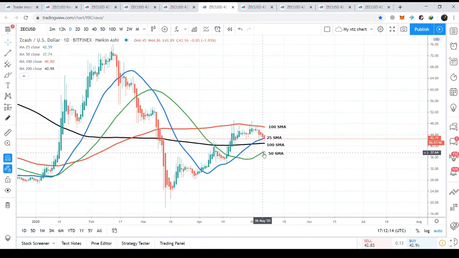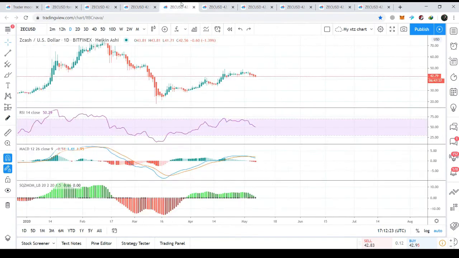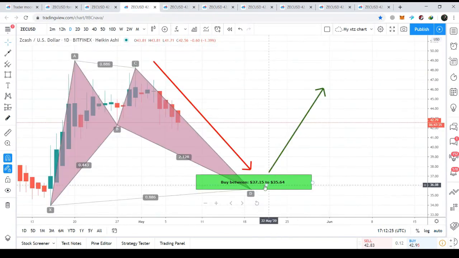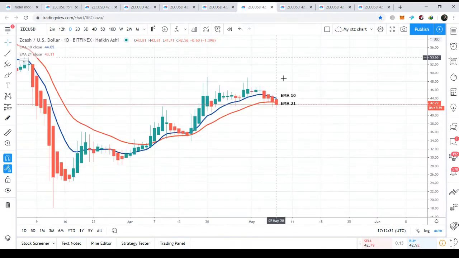the 50 simple moving average that is almost at the $37, or maybe we will have a little bit more spike up to $35 as per the potential reversal zone or buying zone of this bad pattern. Then we can expect an upward move. And if I'll show you these EMAs, the exponential moving averages with EMA 10 and EMA 21, this is very important, EMA 21.